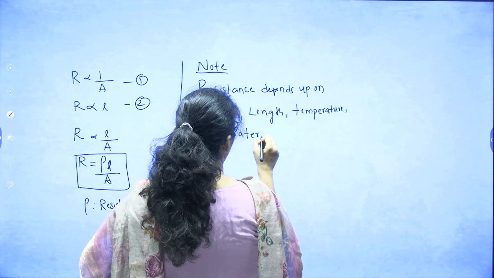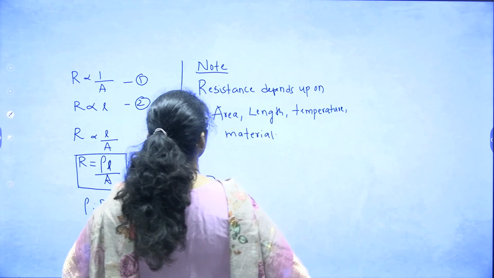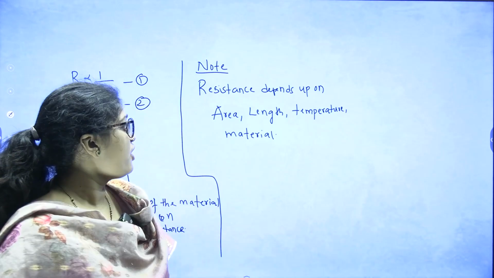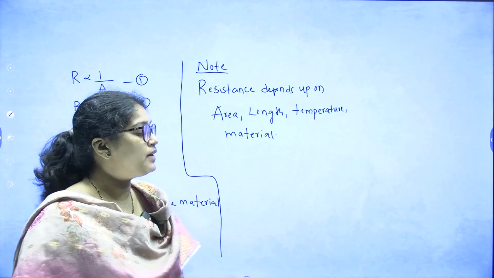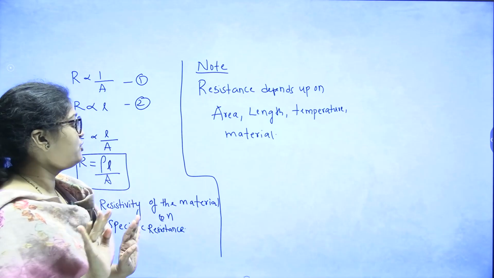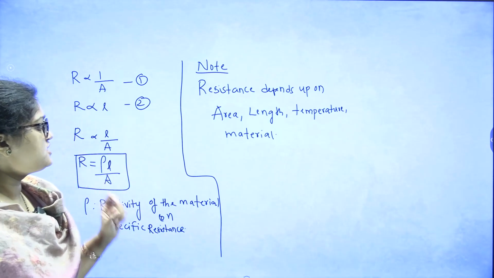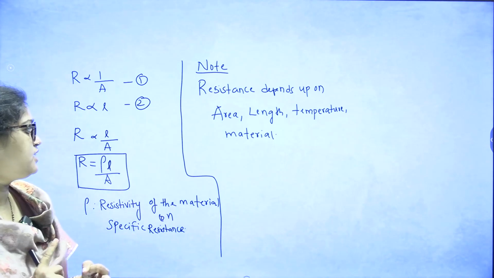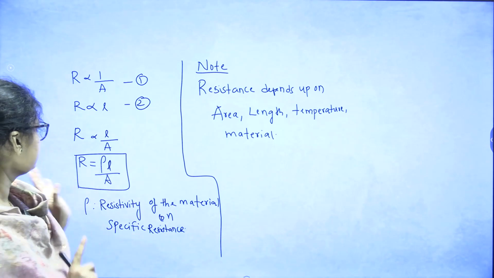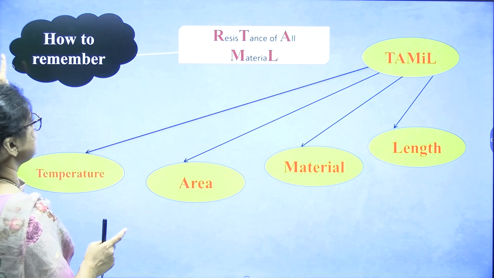Madam, it is very difficult to remember, madam. How? All the 4 terms is very difficult. We feel very hectic. How to remember? I'll give a shortcut for you. So resistance depends upon the area, length, temperature, material. Clear? I think up to here you are very clear.